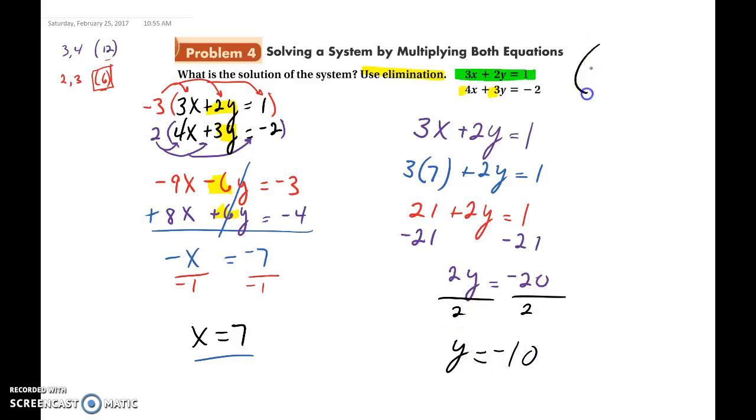So that means our solution for this is x is 7 and y is negative 10. That is the only point that will satisfy both at the same time. And you can plug them back in to check to make sure it works.